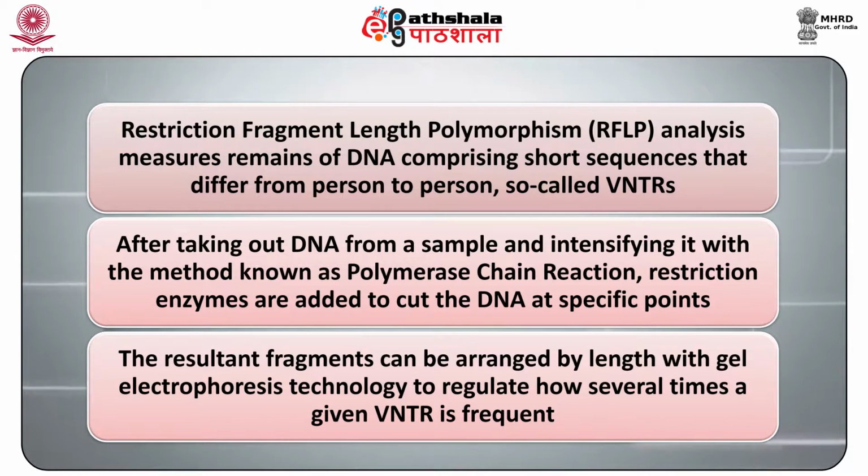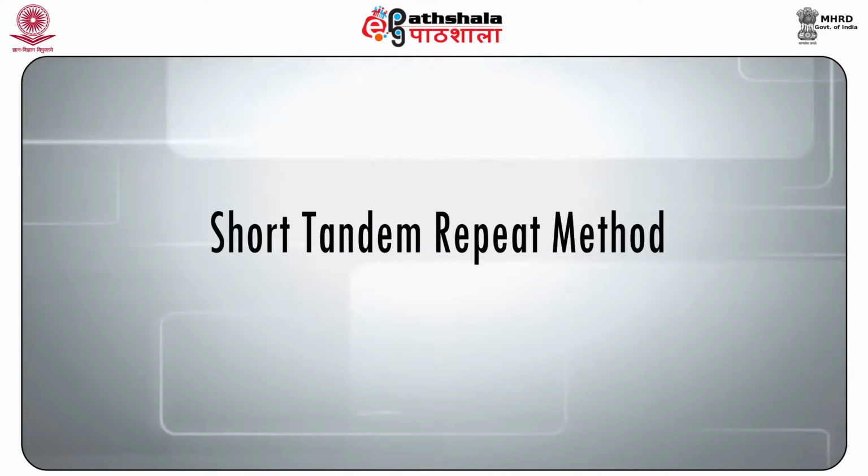Restriction fragment length polymorphism, that is RFLP, analyzes measures of remains of DNA comprising short sequences that differ from person to person, so-called VNTRs. After taking out DNA from a sample and amplifying it with the method known as polymerase chain reaction, restriction enzymes are added to cut the DNA at a specific point. The resultant fragments can be arranged by length with gel electrophoresis technology to determine how many times a given VNTR is repeated.